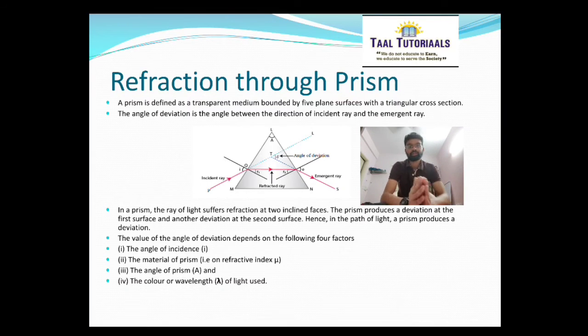And last is color. The refractive index of a given transparent medium is different for light of different color. It decreases with the increase in the wavelength of light. Thus, the refractive index of the material of prism for visible light is maximum for violet color and minimum for the red color. I hope you understand how it depends on the 4 factors.